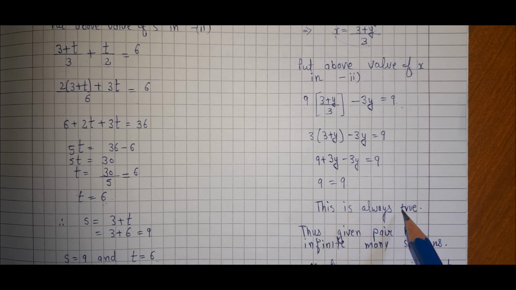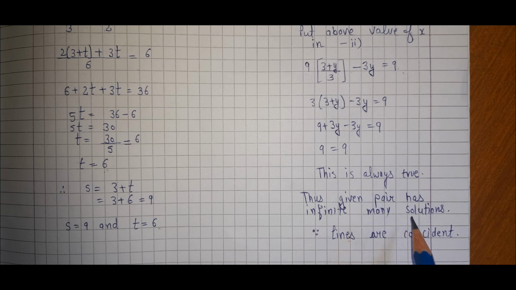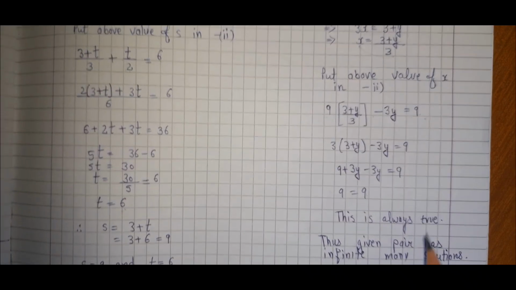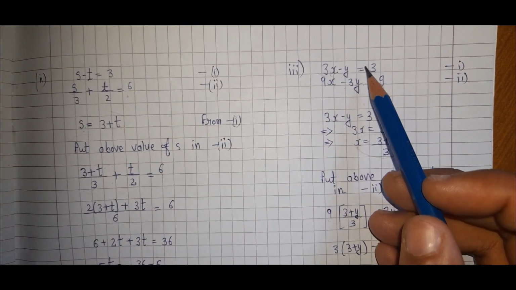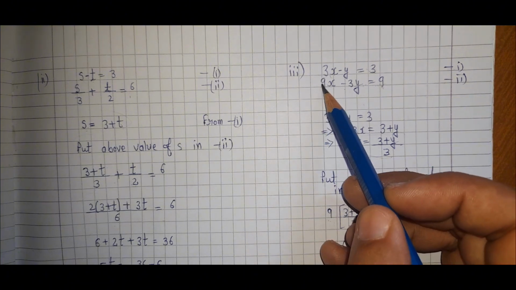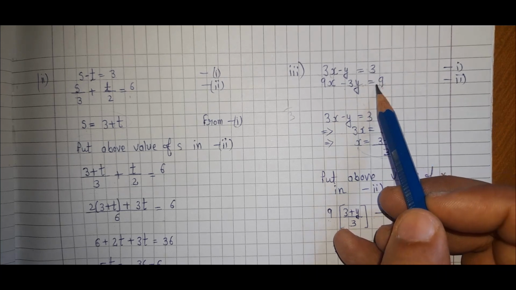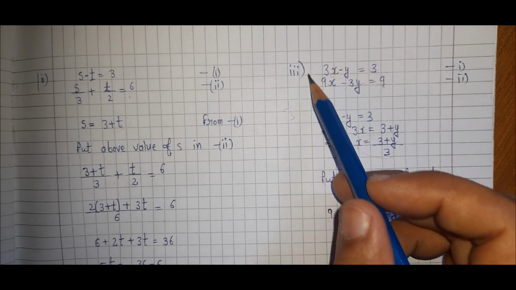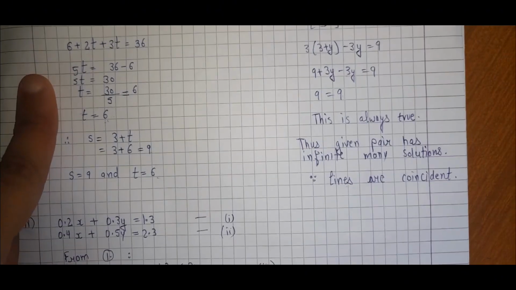This is always true. So the given pair has infinitely many solutions because the lines are coincident. These two equations are coincident equations, that is a1/a2 = 1/3, b1/b2 = 1/3, c1/c2 also equals 1/3, that is lines are coincident. So they have infinitely many solutions.